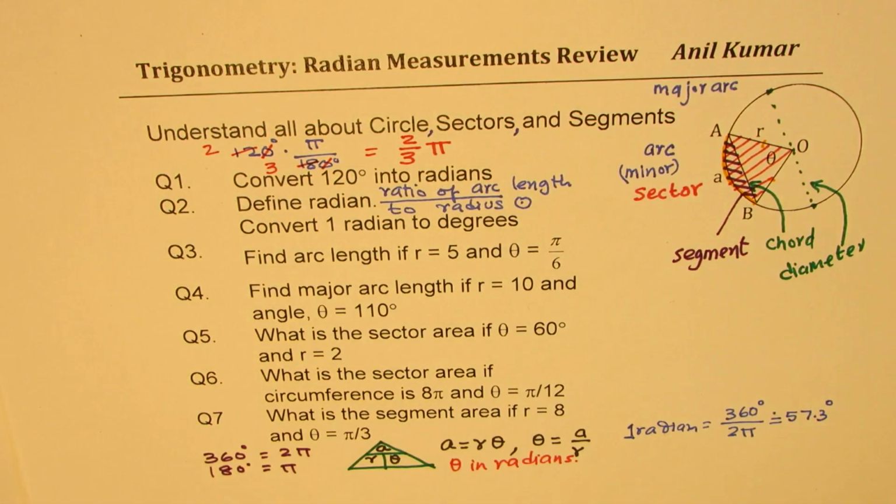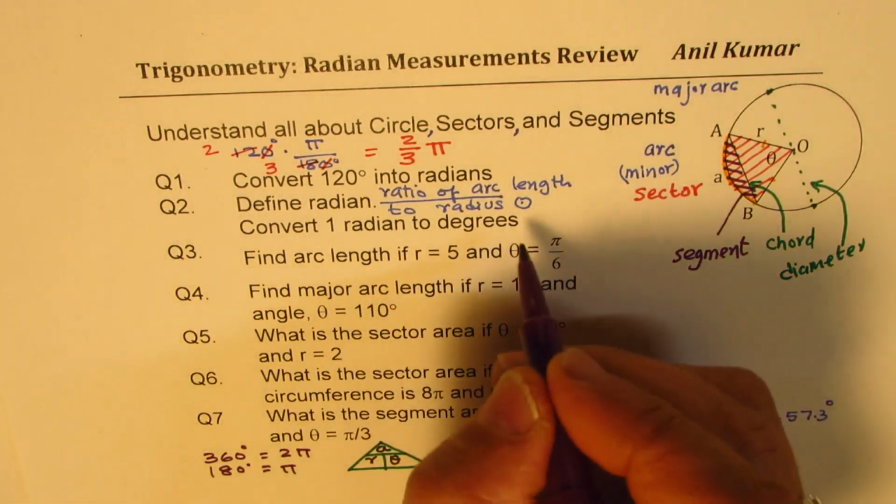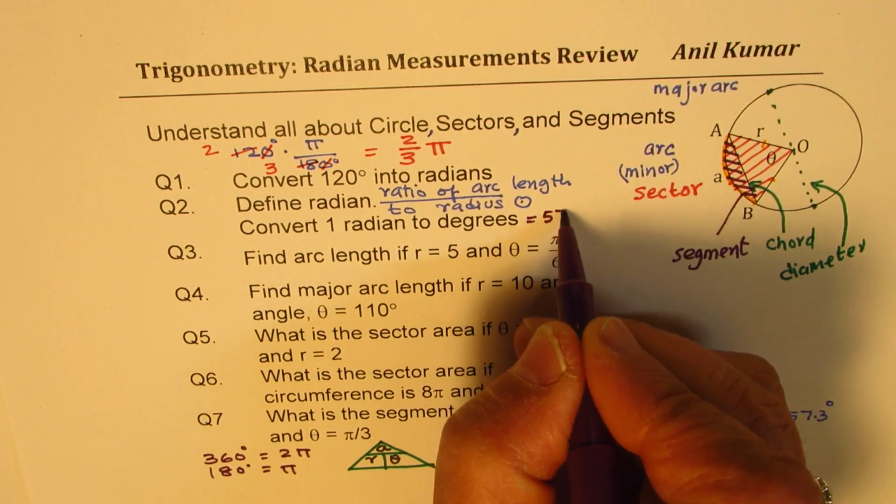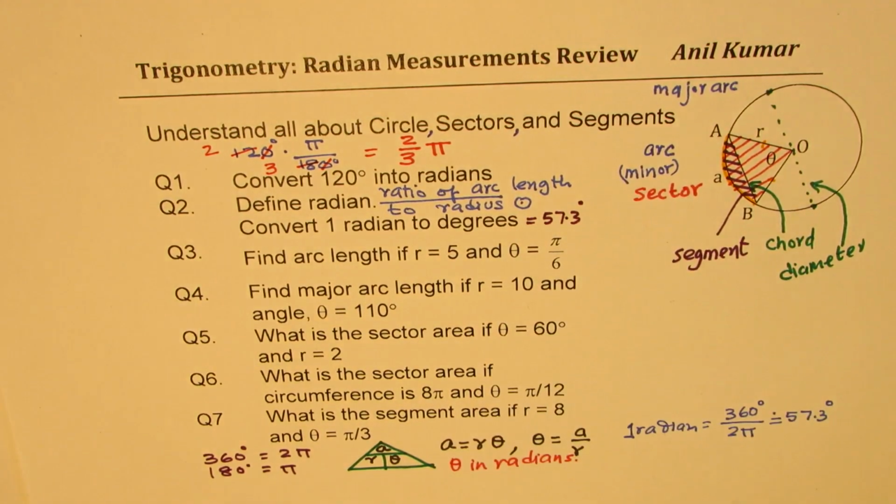It is a good number to remember, right? So 1 radian is basically equal to 57.3 degrees. You should remember, since radian is the ratio of 2 lengths, it really doesn't have any unit of its own. Perfect?